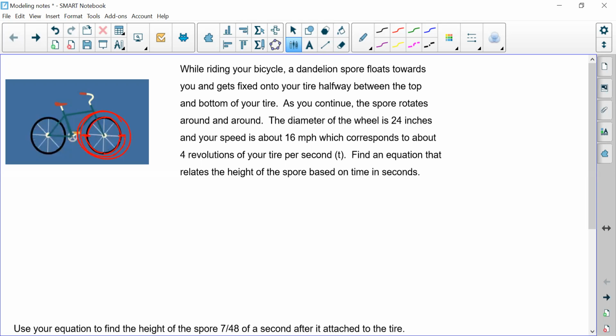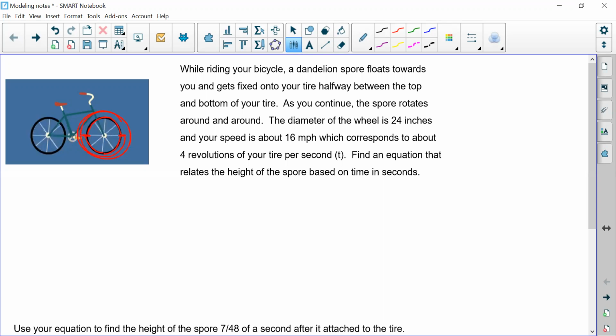So this is a circle, and we can talk about the height of that dandelion spore as a function. And that's exactly what we're going to do. We're going to find the height of that dandelion spore based on time. So that's two variables I mentioned, height and time. So we're talking about a function with domain and range. The domain is time, and it's going to produce a height, which is the range.